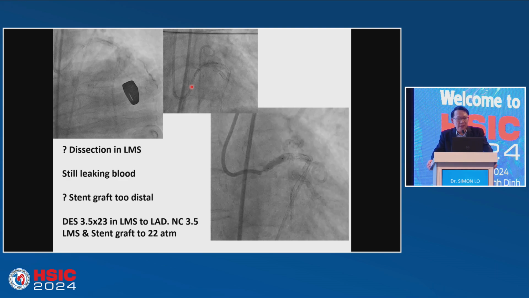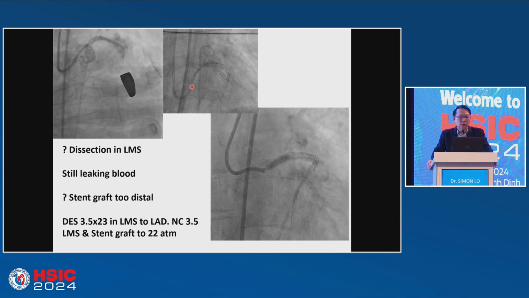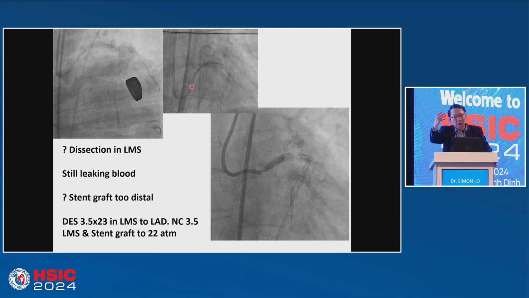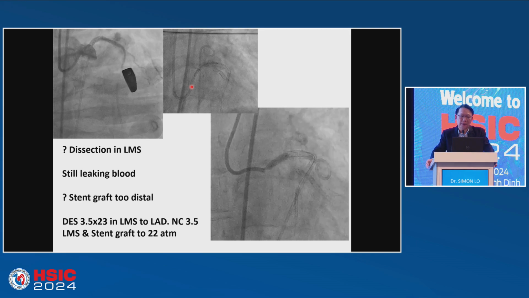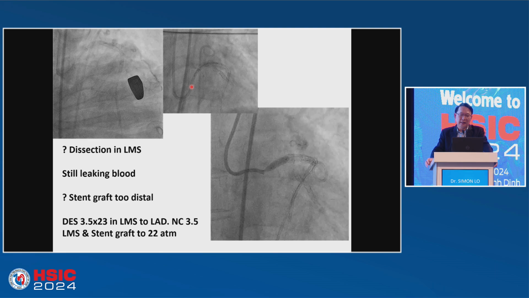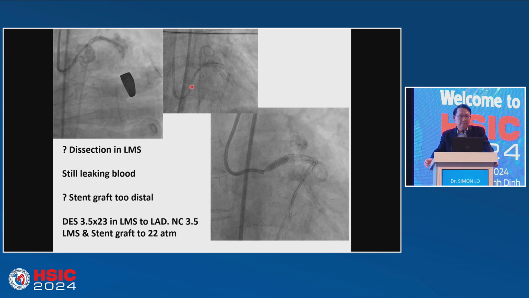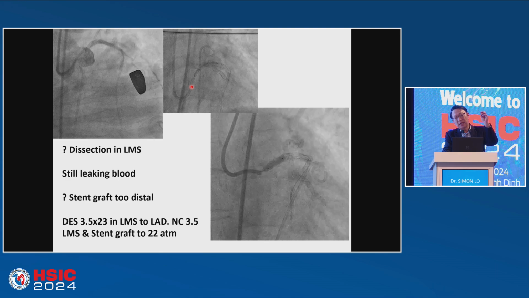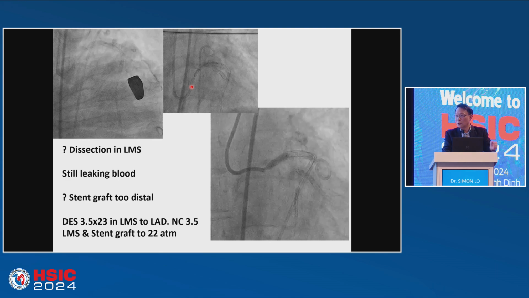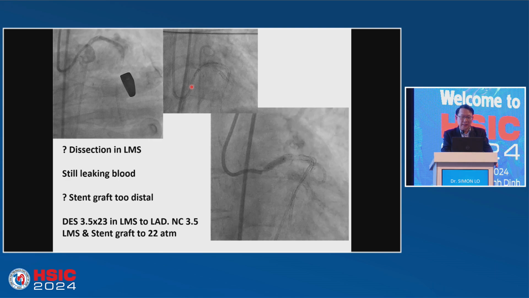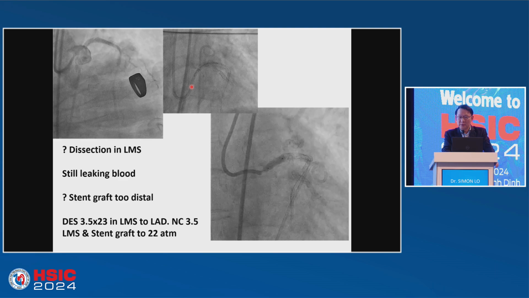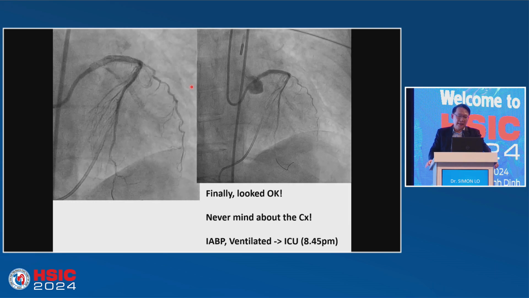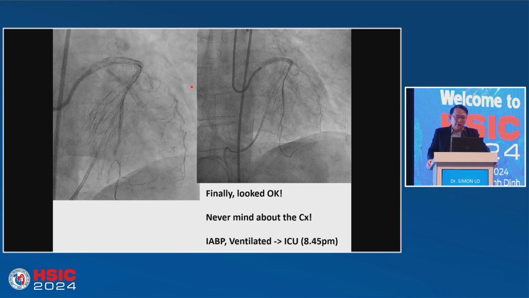Anyway, I put another stent in, a DES, 3.5 by 23 now, from the ostium of the left main, again, to cross over, to overlap with the stent graft into the LAD, okay? And then I post-dilated using an NC balloon 3.5 from the left main stem all the way to almost the mid-LAD, all up to 22 atmospheres, okay? Now I feel a bit better, because now it looks okay.